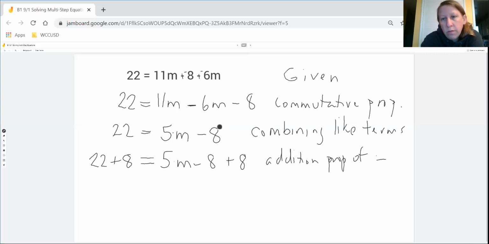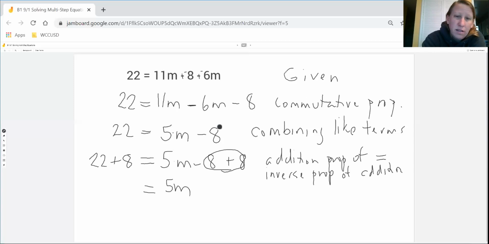And where did the 8 come from? The 8 came from my head. Okay, now I have a 5m. This is 0. That's called the additive inverse property. And I'm going to call it the inverse property of addition. Okay, and I'm going to do 22 and 8, which is 30. I'm going to use the identity property because 5m and 0 is just 5m.